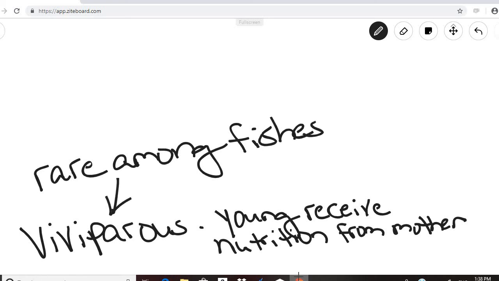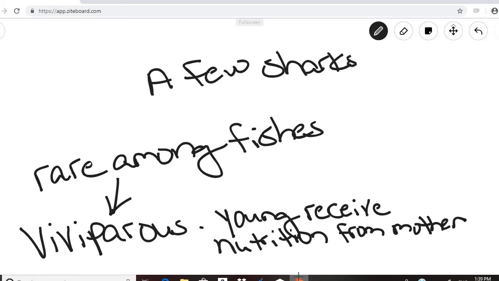Okay, so a few sharks and rays are viviparous, but pretty rare among the fish. Okay, we're going to stop there. That finishes up Module 6, which is our first discussion of marine vertebrates, and the next chapter will also be on marine vertebrates.